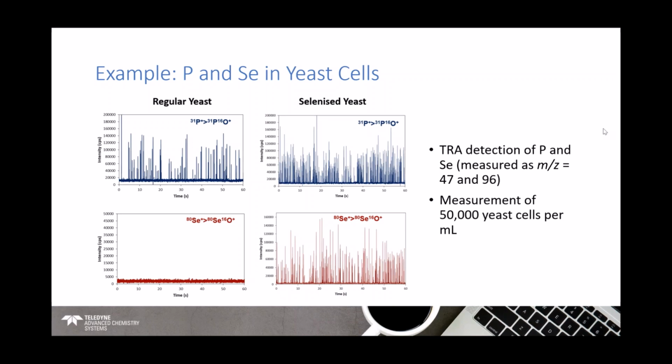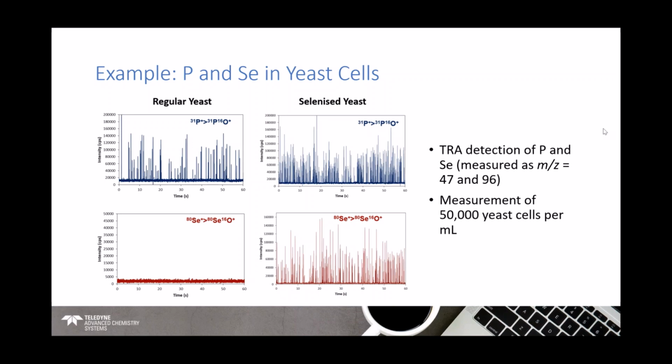So for regular yeast, which is the two graphs on the left-hand side there, you've got phosphorus detection on the top and, sorry, selenium underneath. For the phosphorus, you'll see these individual events, these individual spikes over time in seconds against the intensity. These spikes represent individual cells as they've been introduced to the ICP-MS. Now, you don't see that below for the selenium. The concentration of selenium in these cells isn't high enough to be raised above the background.